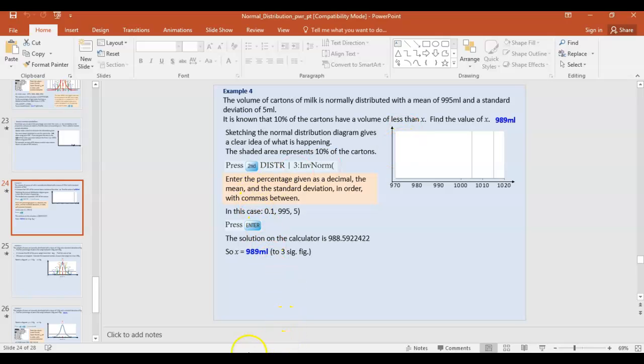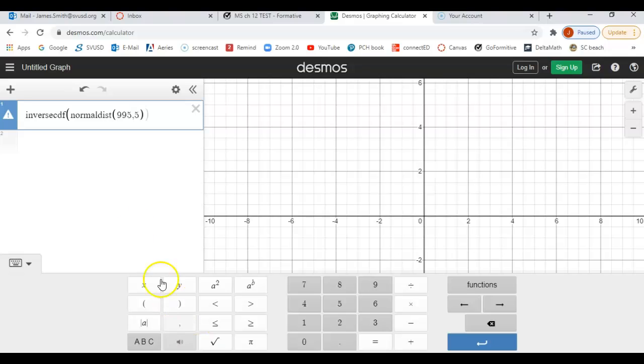So if we said 10% less than x, here's all we have to do: right after that parentheses, we first put a comma, and then we put the percent left of x. In this case it was 10%, so I'm going to put 0.1, and voila, it tells us our answer.